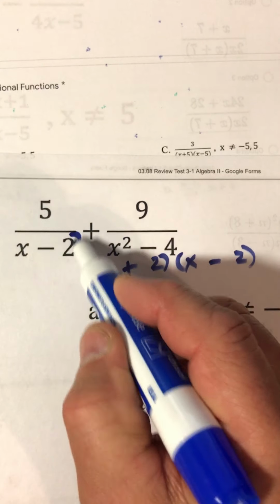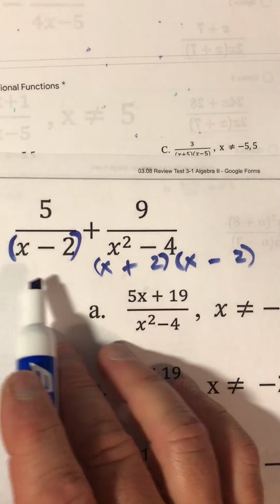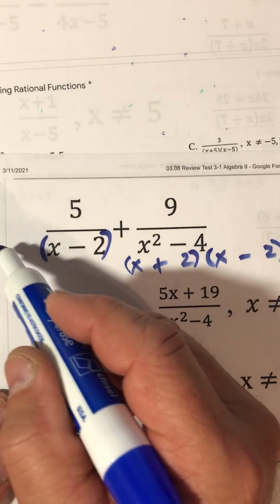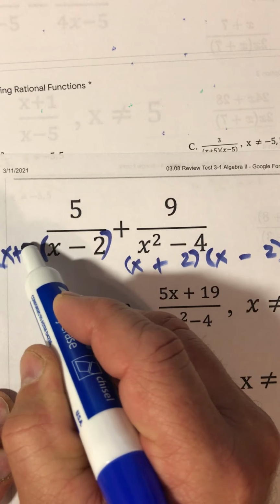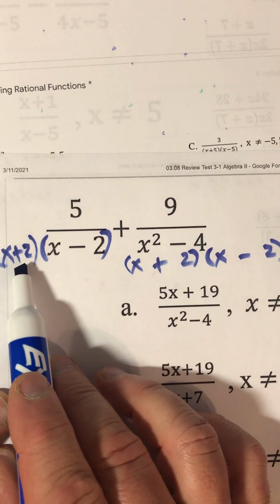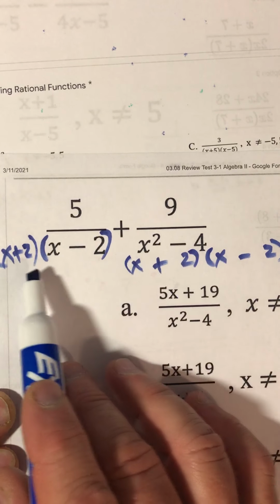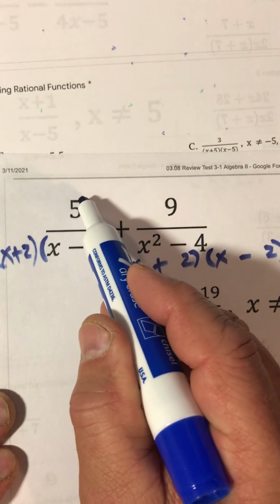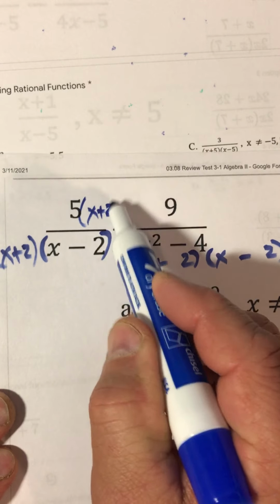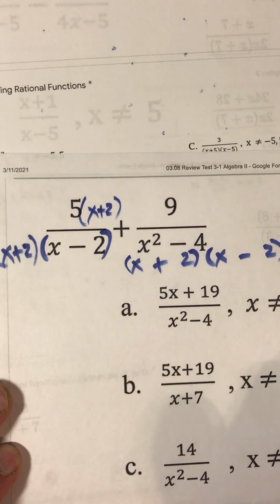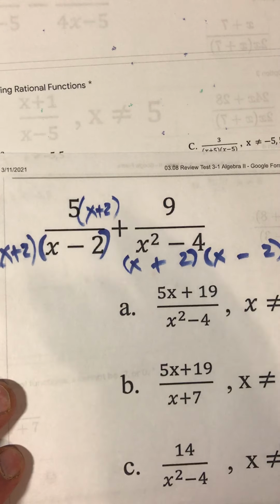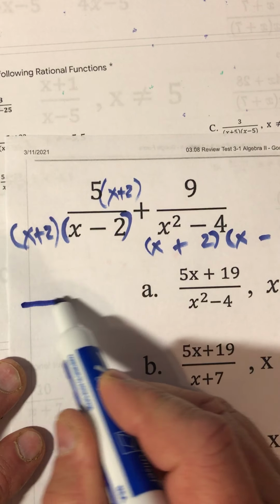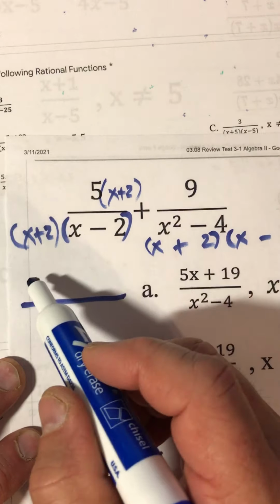Ask yourself, what's missing in this fraction? X plus 2, right? All right, so let's go ahead and put parentheses x plus 2. And what I did to the bottom to make the common denominator the same, I have to do on top. So I'm going to put x plus 2 on top, okay? Now I can add. So when you're adding, it's going to be one large fraction.